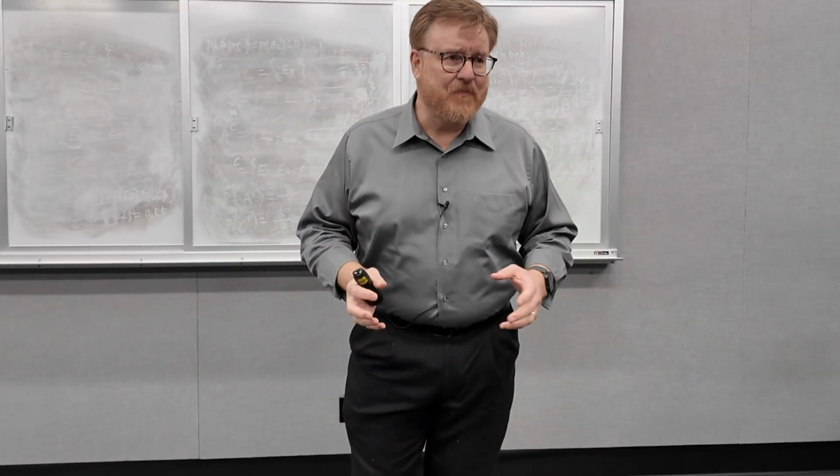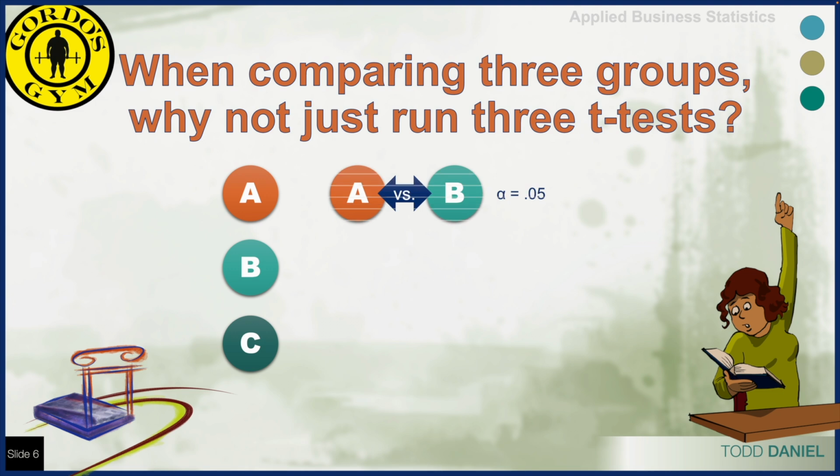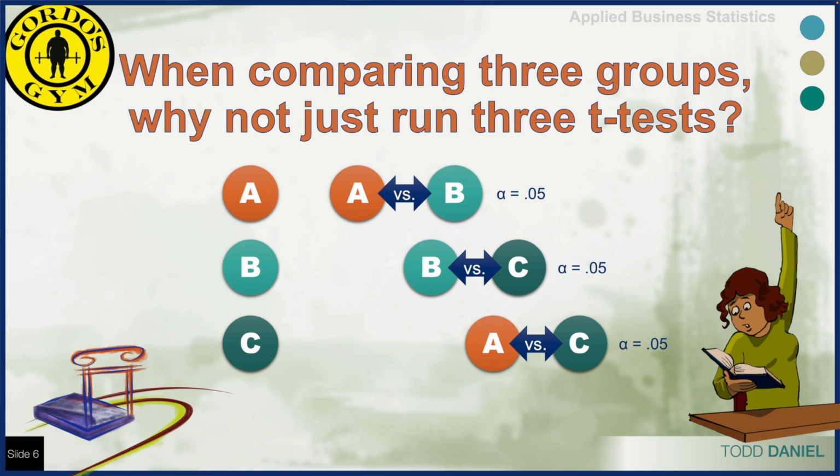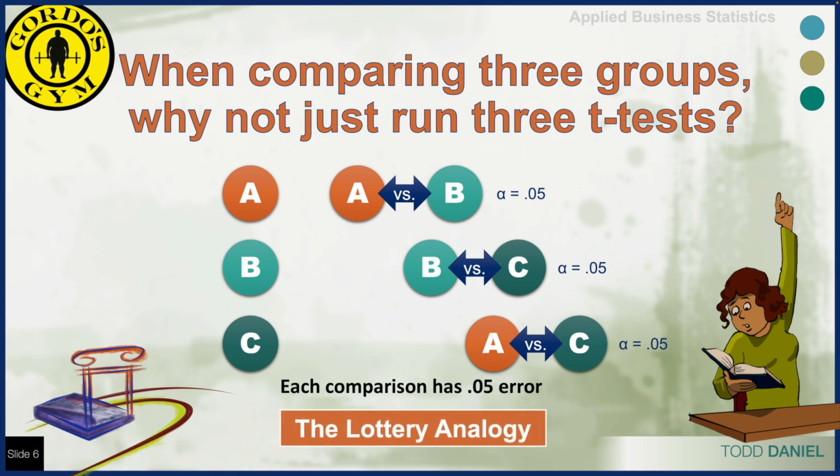Well, this is easy enough. What you're going to do is compare group A and B. You're going to run a t-test between those two groups. And of course, for every t-test, we set an alpha level. We'll keep that at 0.05. Then you're going to run a second t-test between B and C. And of course, the alpha level for that test is going to be 0.05. And when you run your third test, you'll compare A and C, and the alpha level for that test is going to be 0.05. You're running three different tests, each of which has an alpha level or an error rate of 0.05. That shouldn't be a problem.